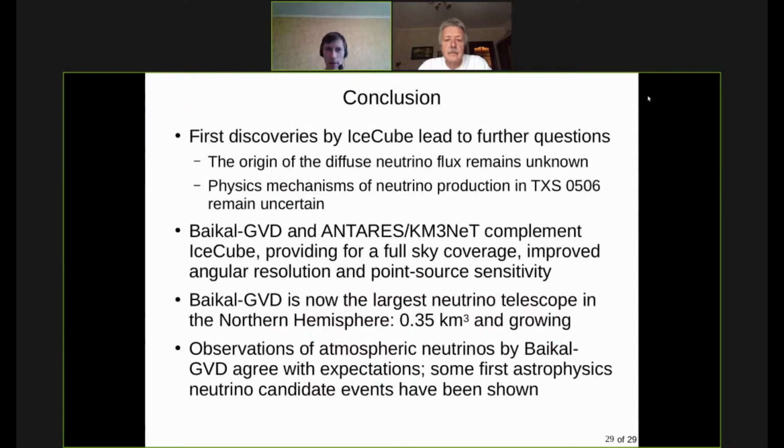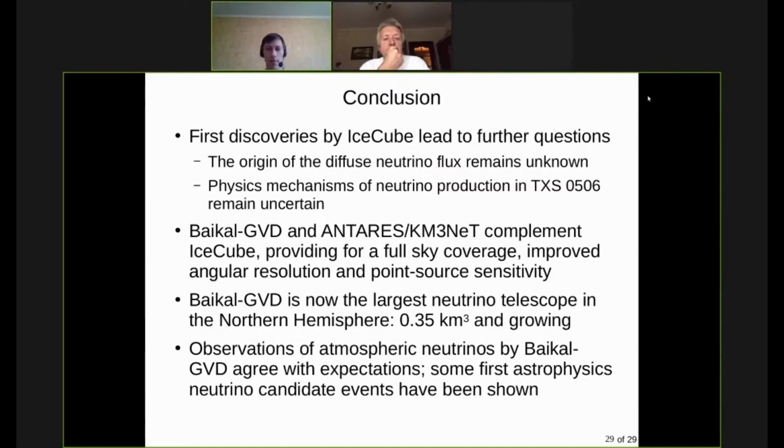And this brings me to my conclusion. Many discoveries were already made in this field, in particular the diffuse neutrino flux seen by IceCube and the TXS 0506 source seen by IceCube. Now this needs to be complemented by detectors in the Northern Hemisphere. Currently Baikal-GVD is the largest neutrino telescope in the Northern Hemisphere, and it has started to deliver data, with atmospheric neutrinos reliably seen and also some first astrophysical neutrino candidates available.